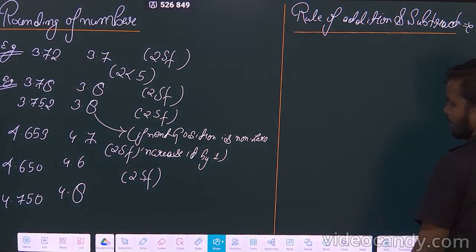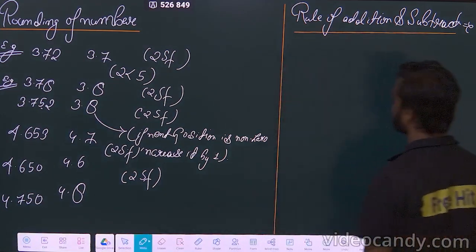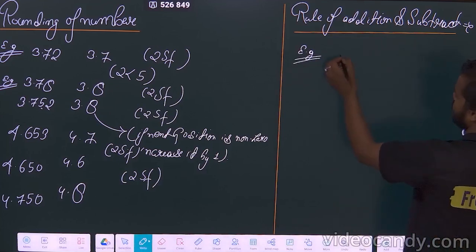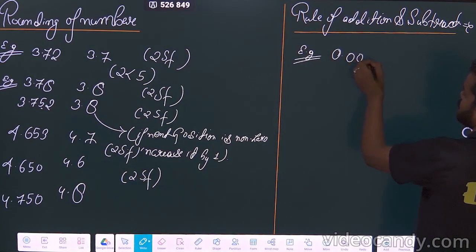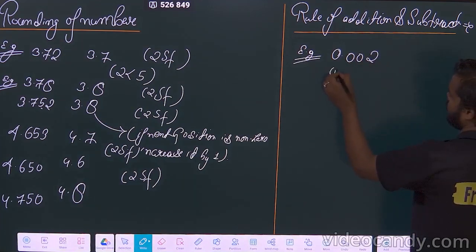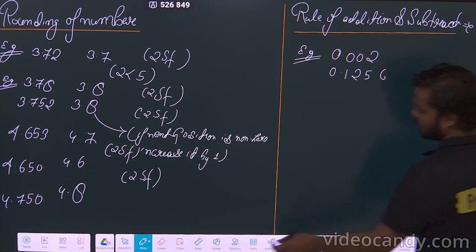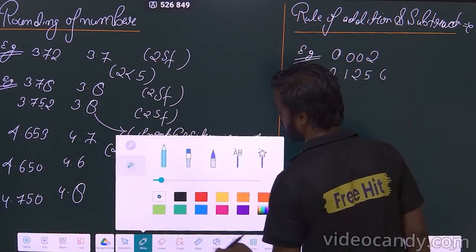Let's see. The rule is very simple. For example, let's take an example. Suppose you have 0.002 and you have 0.1256. First step, what you have to do, you have to simply add. Okay, what is the first step? You have to simply add.